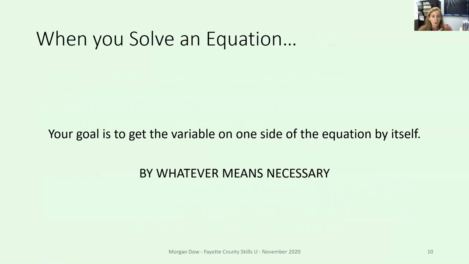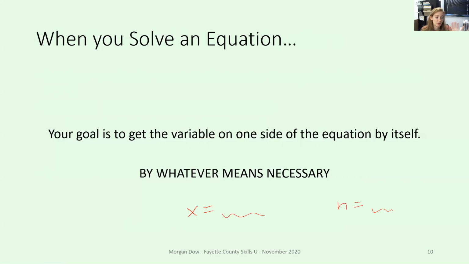So when you solve an equation, especially a linear equation, which is what we're going to focus on, your goal is to get the variable on one side of the equation by itself. So your goal is to end up with a statement at the end of your process that looks like x equals some number, right? Or n equals some number. Because you want to know what the missing number is. So it's your goal to do that by whatever means necessary.